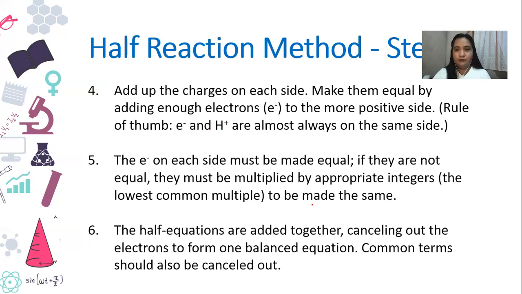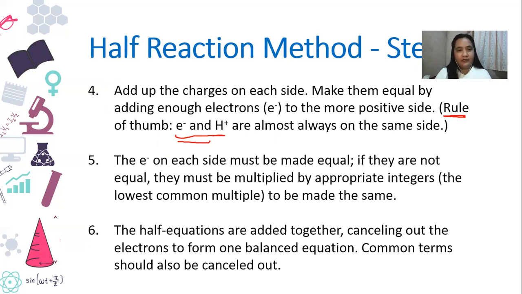Okay, and then it says here rule of thumb. Yes, we already saw this in the previous module. E negative and H are almost always on the same side. Yes, that's most of the time correct. The E negative and the positive hydrogen ions are always on the same side.